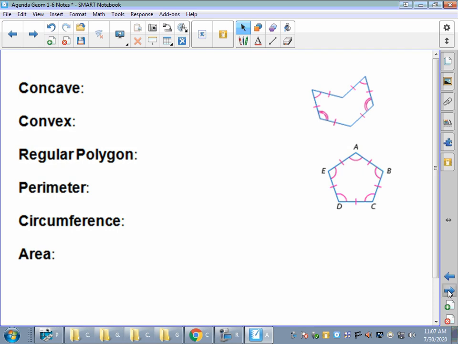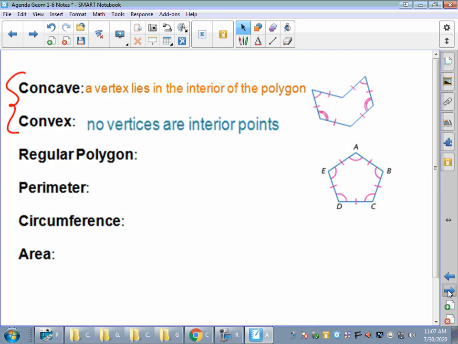So concave and convex. These two things go together, and you may have heard of convex in the context of lenses in science class, perhaps. Concave is when a vertex is in the interior of the polygon. So it kind of collapses inside itself like this top example. Convex, and I think of it like a cave, like you have to go into a cave. I don't know, it works for me. Convex, we've got no vertices in the interior points. It just kind of goes around. Even if it's awkwardly shaped, it doesn't go inside that polygon.